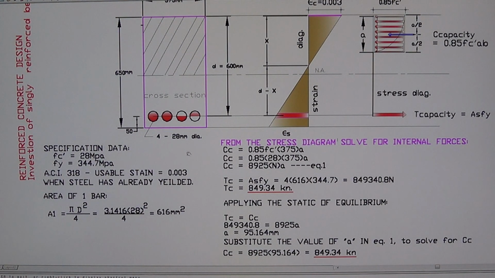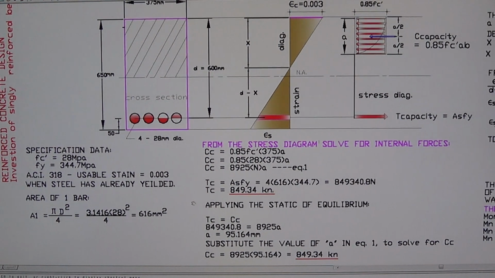To start our investigation, we need to find the area of one bar. The area of one bar is pi d squared over 4. Substitute the value of pi and the diameter of the bar, where d is the diameter, square that and divide by 4. Substitute the values in this formula here, and you get 616 millimeter squared. That's the area for one bar.